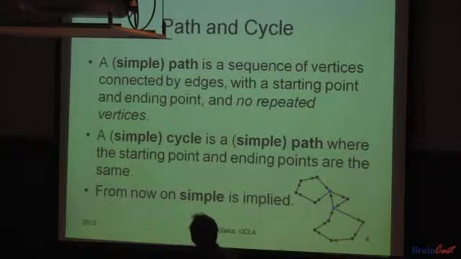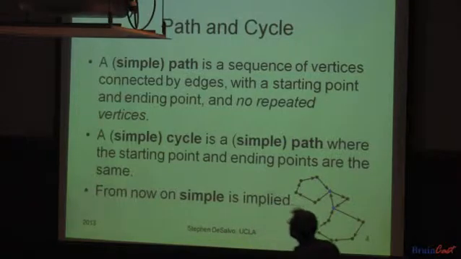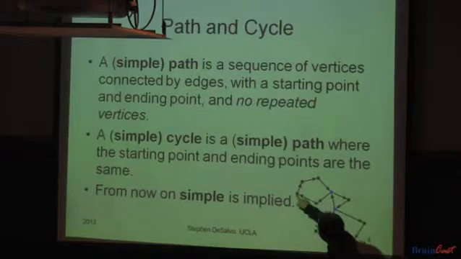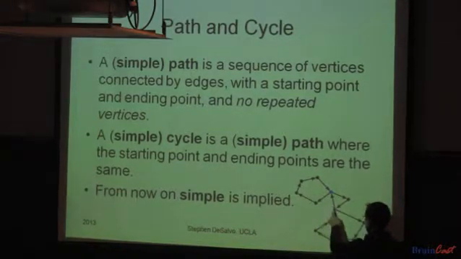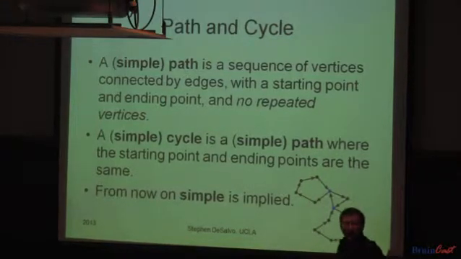Okay? So a path, or more specifically a simple path, is just a sequence of vertices connected by edges with the starting point and ending point and no repeated vertices. Okay? So a path is like starting from here and going to there, but it doesn't double back on itself at all. Okay? That's a path.